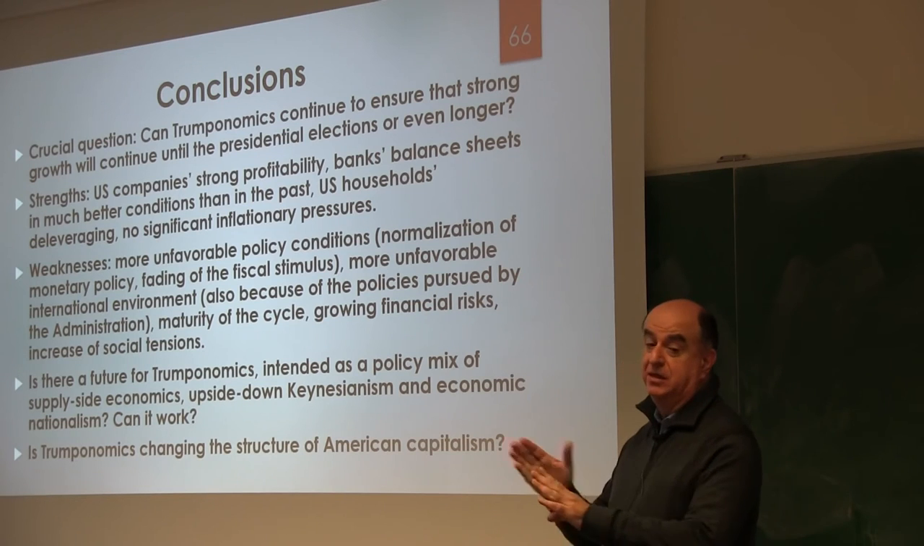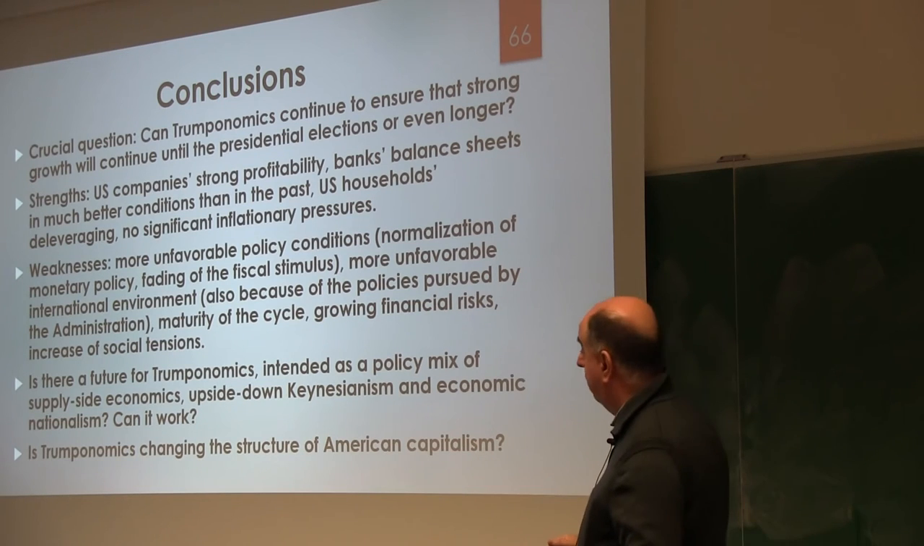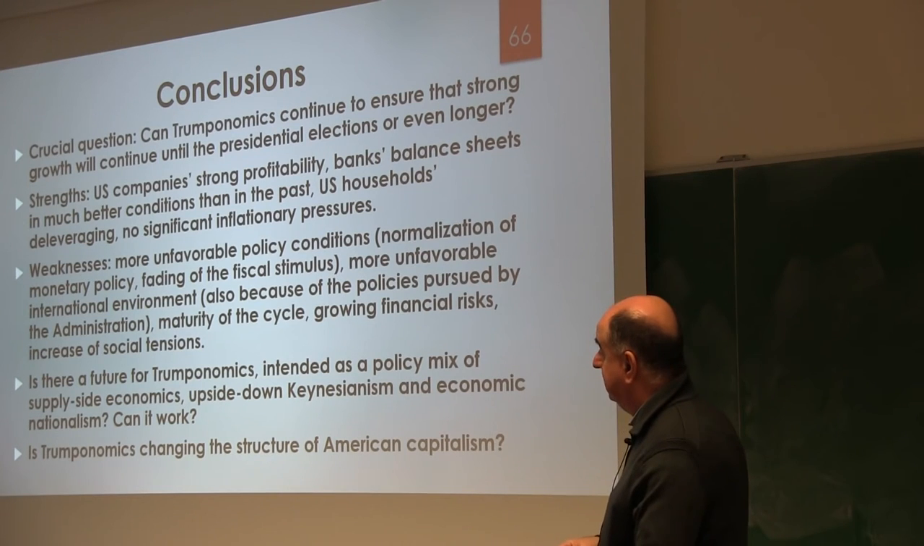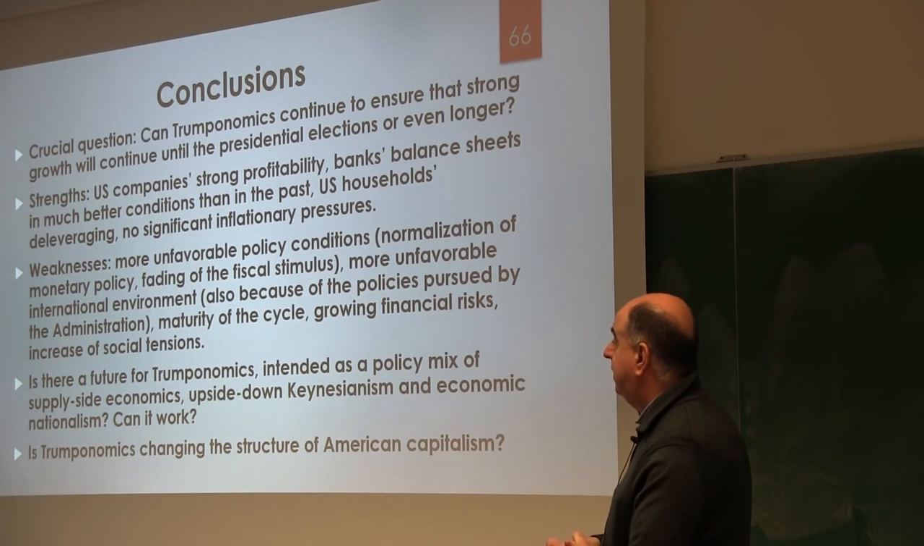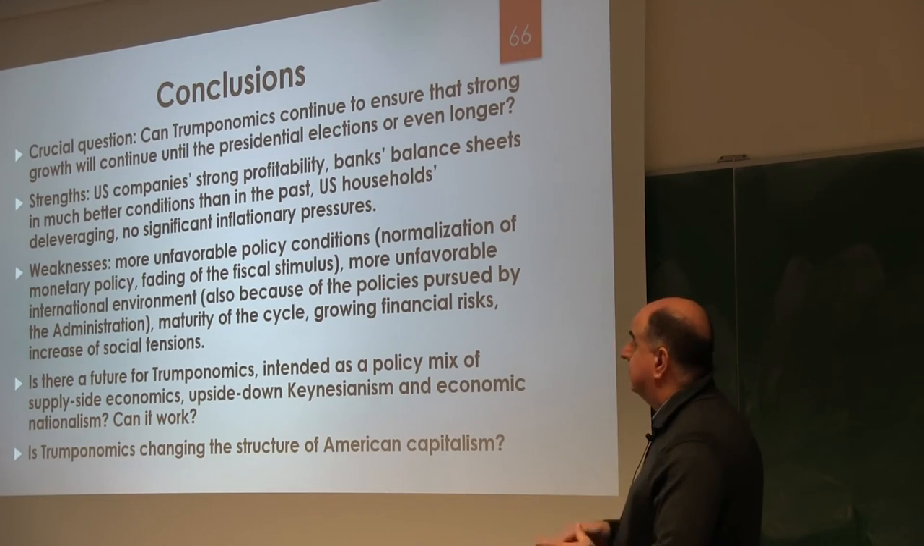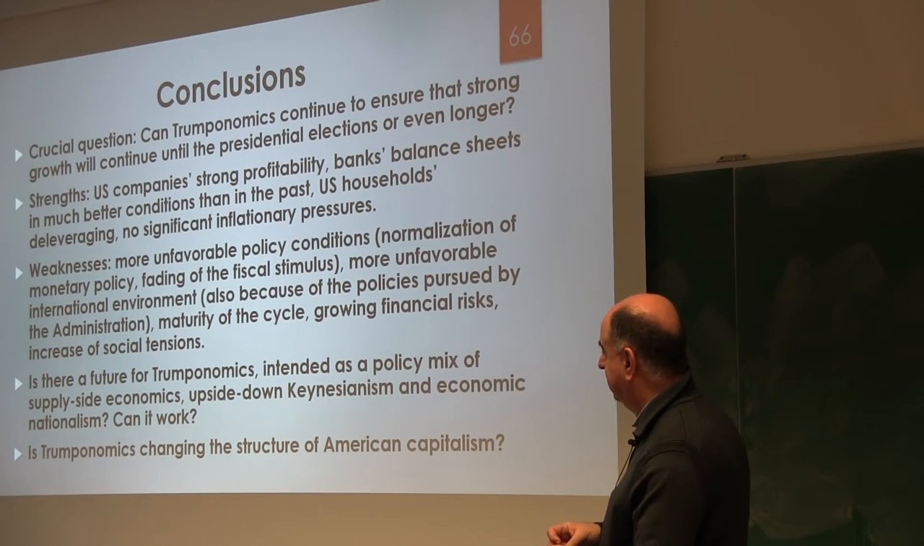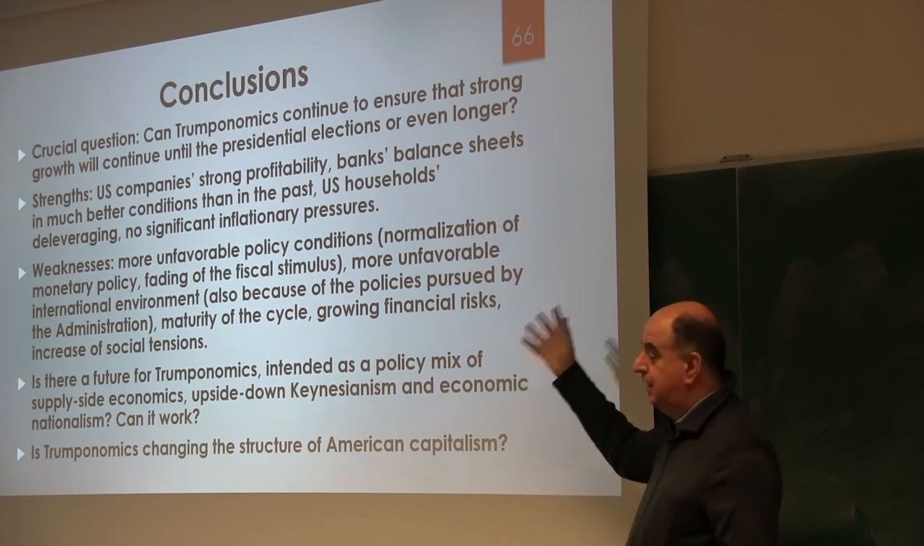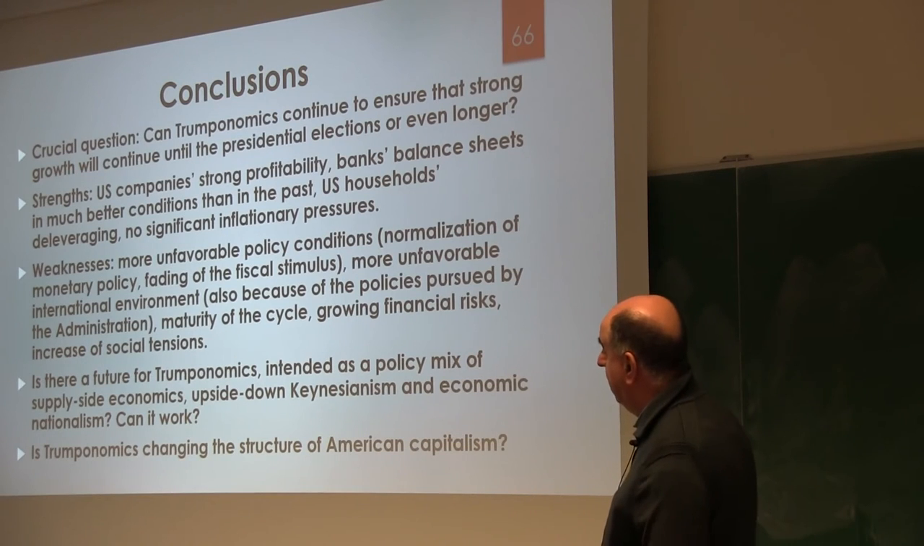Now we start to see the desynchronization of growth around the world, and therefore a more unfavorable international environment that is in part also due to the trade tension generated by the policy of the administration. As I said, on the maturity of the cycle, this cycle has been one of the longest and is on track to become the longest in US history, but for how long can it continue? There is growing financial risk and an increase of social tensions because inequalities continue to go up.